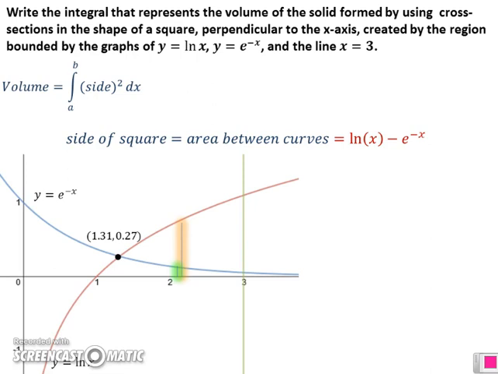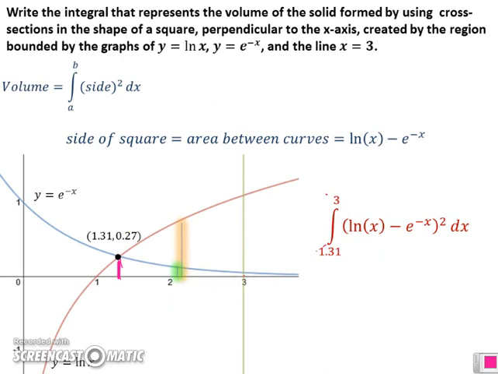We're doing things perpendicular to the x-axis, so we're going to be integrating with respect to x. So we're talking about vertical distances here. So top minus bottom, you end up with natural log of x minus e to the negative x power. And that's it. That's your side. This is the side, and we're going to have to square it. And because we're doing things with respect to x, we're dealing with 1.31, and x equals 3 is our limits. That's it.